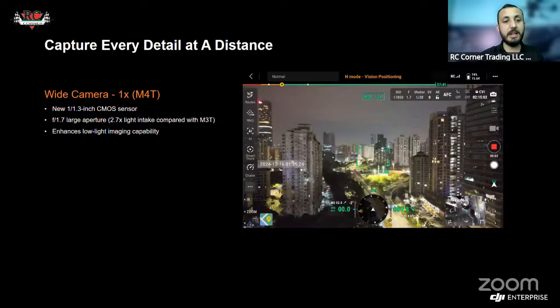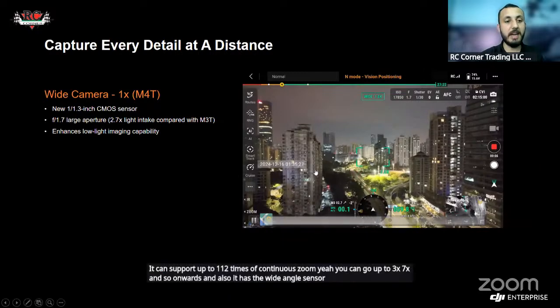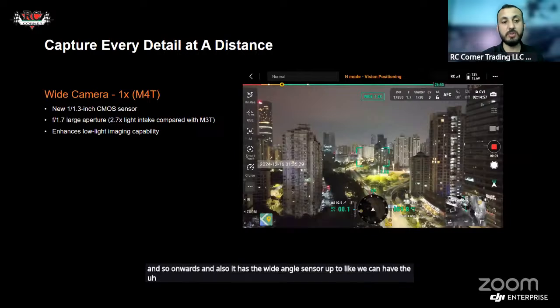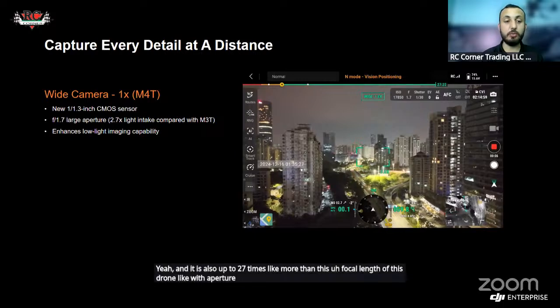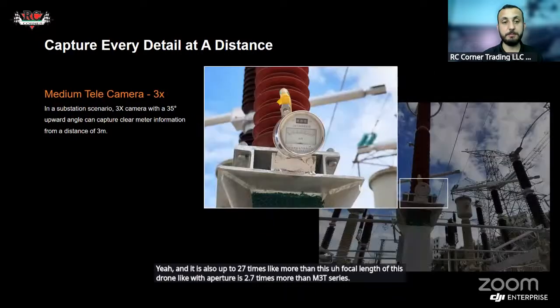And also it has the wide angle sensor with a 1.3 inch CMOS sensor. This one performs very nicely, especially in a dark environment. It will give you very rich details of your inspection data, and in low light conditions it performs very nicely. Yeah, and it is also up to 2.7 times more than the focal length of this drone, like with the aperture, more than the M3T series, the Mavic 3 series.